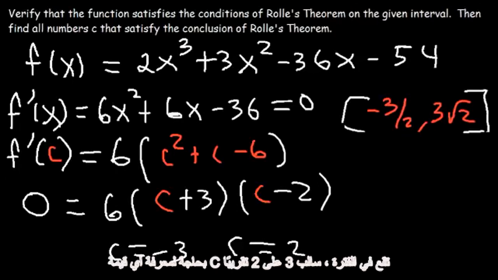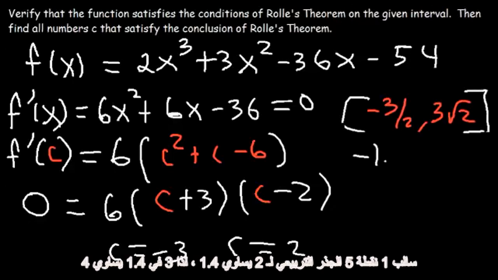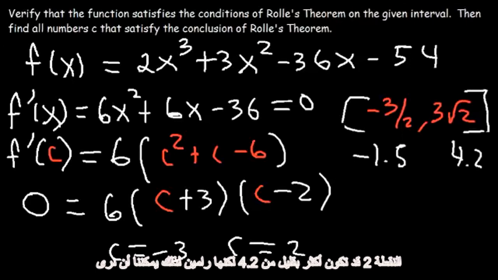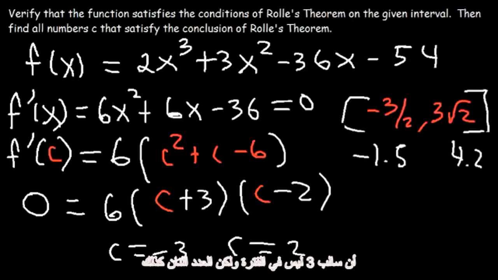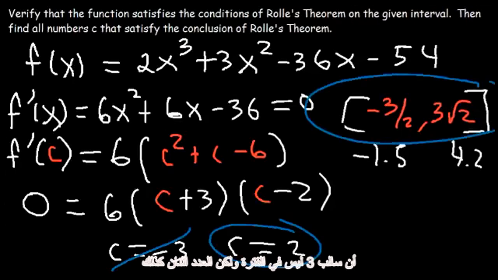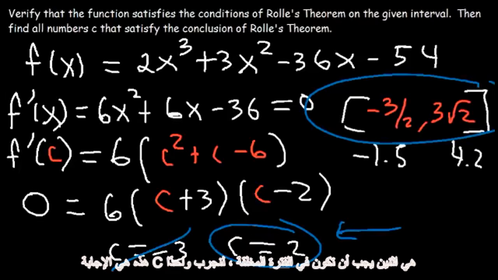So we need to see which c value is in the interval. Negative 3 over 2 is about negative 1.5. The square root of 2 is 1.4. So 3 times 1.4, that's about 4.2. It might be a little bit more than 4.2, but it's around there. So we can see that negative 3 is not in the interval. However, 2 is. So this is the answer. C is 2. It has to be in the closed interval.